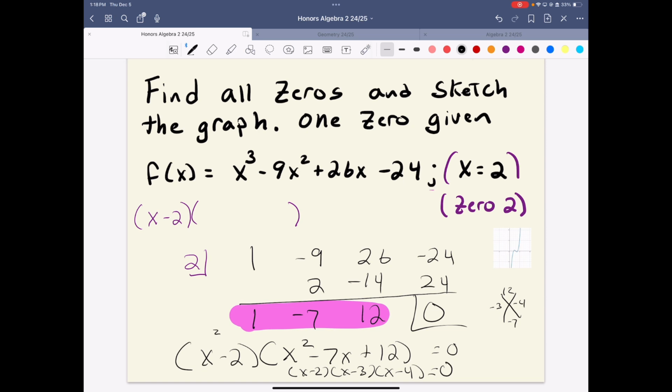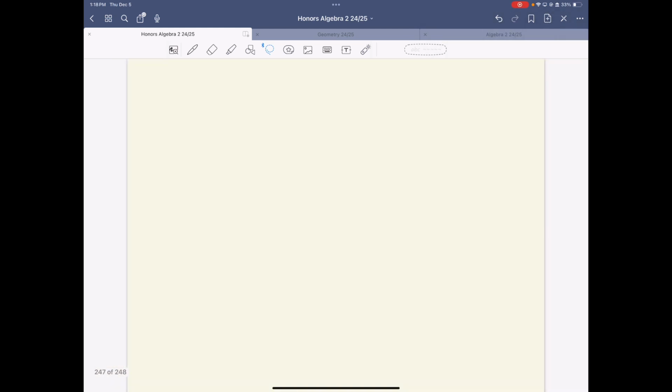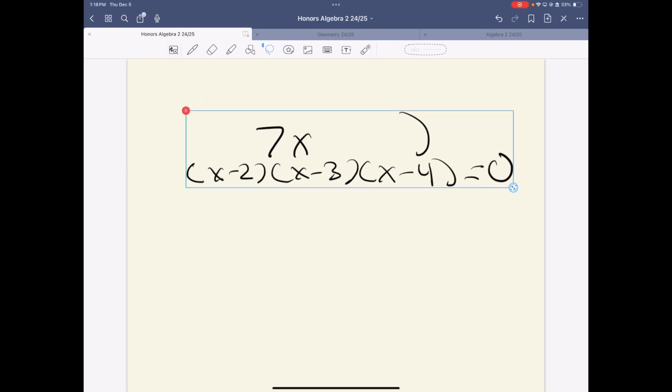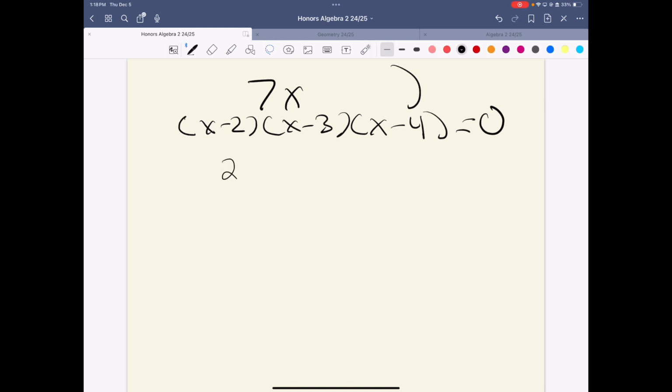Okay, so I'm going to try to see if I can do this. Copy. Add. Paste. Oh, it kind of worked. Good enough. Okay, so those are my zeros. Or those are my factors. So my zeros are 2, 3, and 4. Does that look right? Is that what we had? Okay. So what's the multiplicity? 1, 1, and 1.